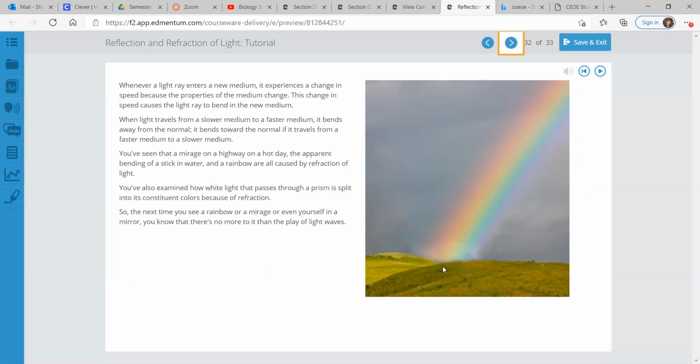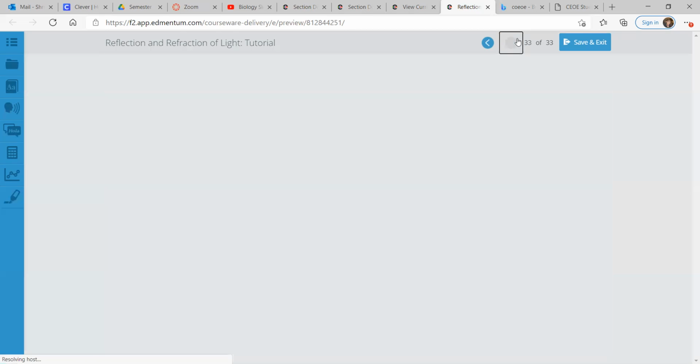You've seen that a mirage on a highway on a hot day, the apparent bending of a stick in water, and a rainbow are all caused by refraction of light. You've also examined how white light that passes through a prism is split into its constituent colors because of refraction. So the next time you see a rainbow or a mirage or even yourself in a mirror, you know that there's no more to it than the play of light waves.